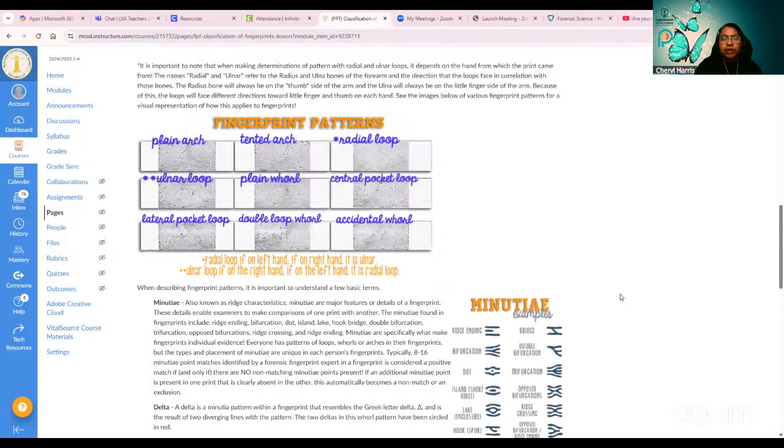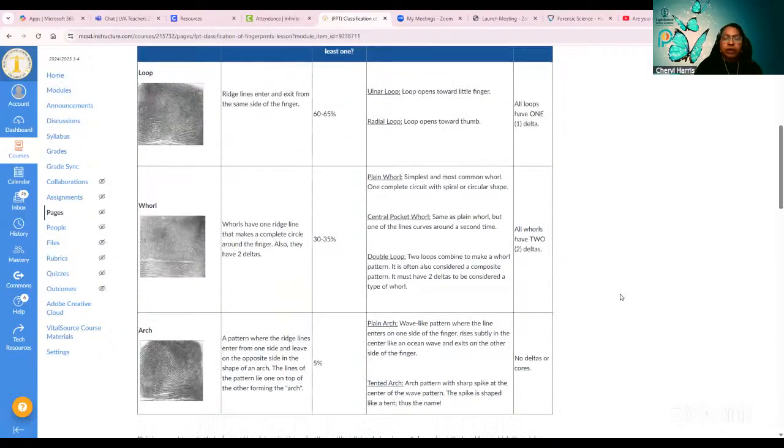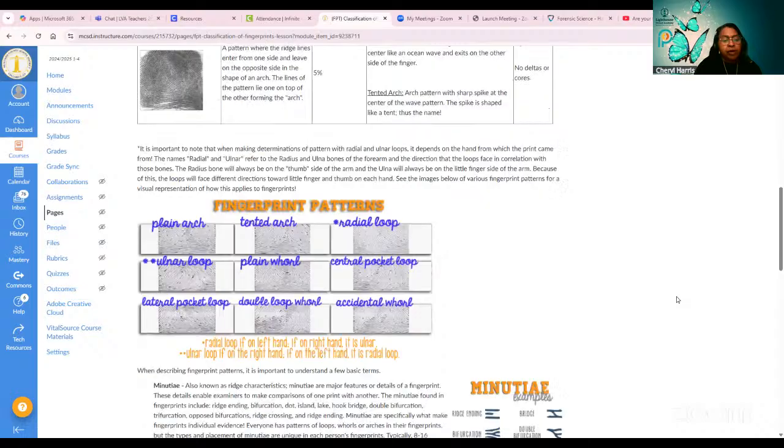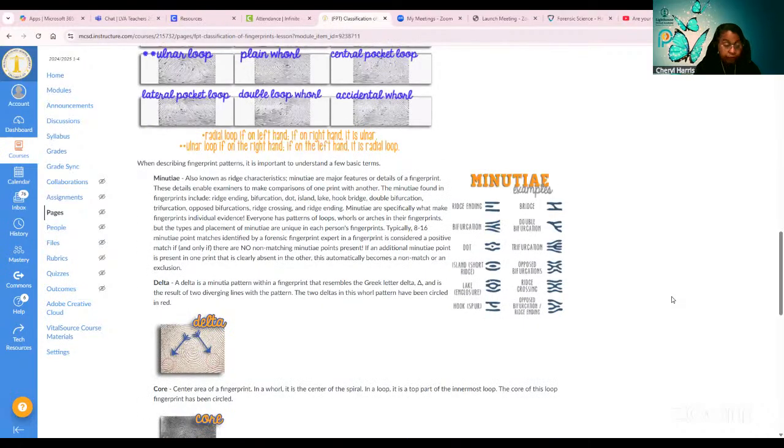Again, you need to make sure you're familiar with the different types of classifications, or the patterns of swirls, on your fingerprints. Find a way to figure out what yours is. I'll give you another few minutes to continue looking this over, and then we'll watch the video.